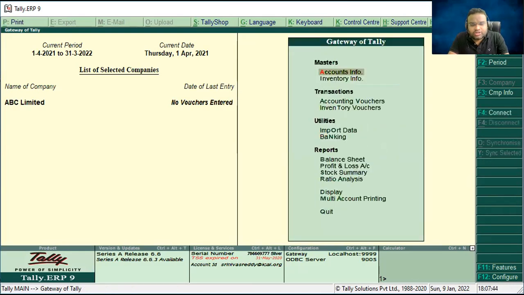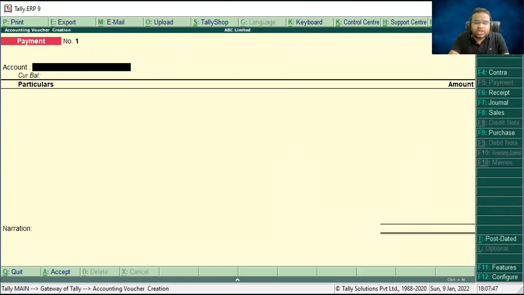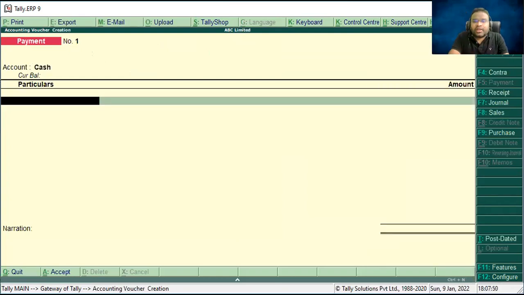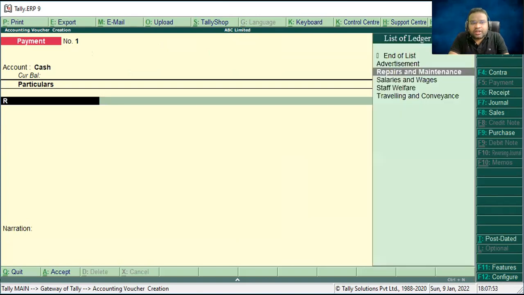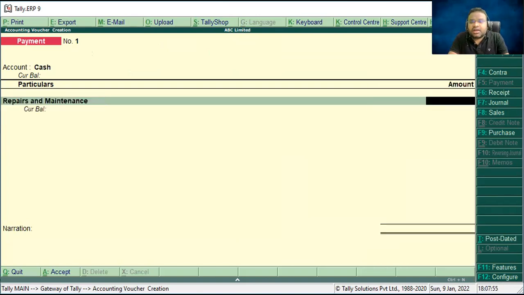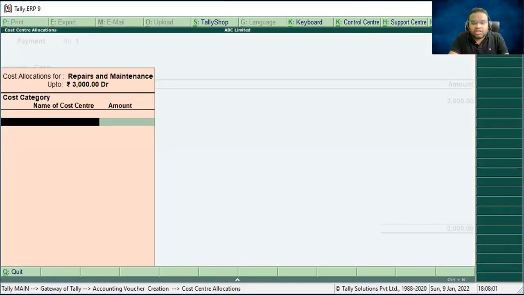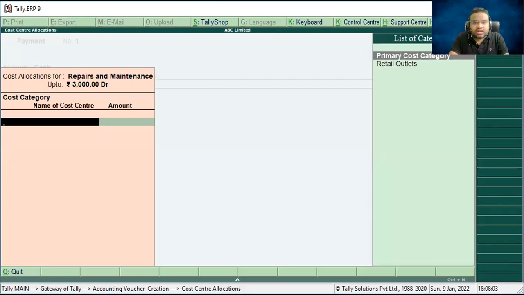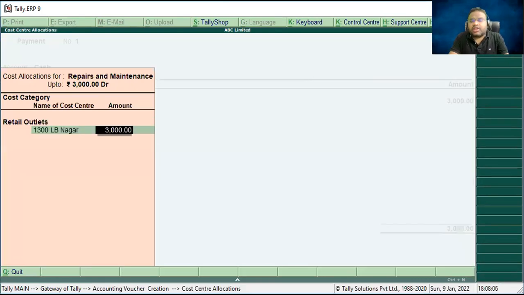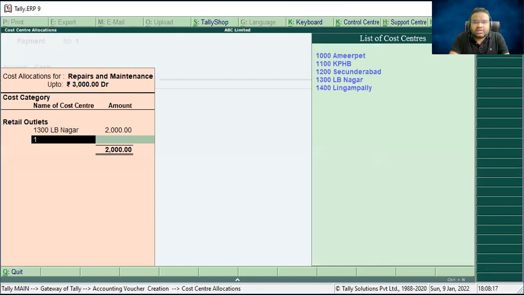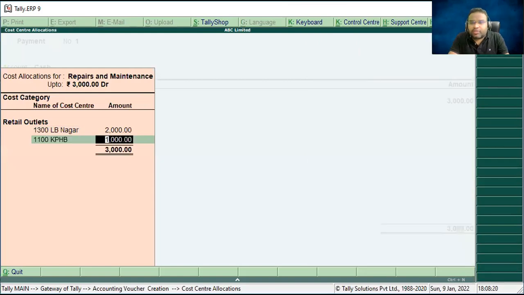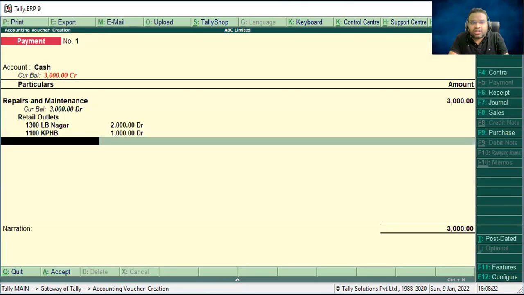Now let us assume how we post the entry. Let us go to accounting voucher. You are making some cash payment. Now see carefully. You have incurred repairs and maintenance at LB Nagar, let us assume 3,000 rupees. Here you need to give the LB Nagar cost center, the retail outlets, 1,300. So if you incur 3,000 for LB Nagar, you allocate 3,000 here. No, sir, I've incurred only 2,000 for LB Nagar and 1,100 for KPHB. So 3,000 I've incurred. I'll post the entry.